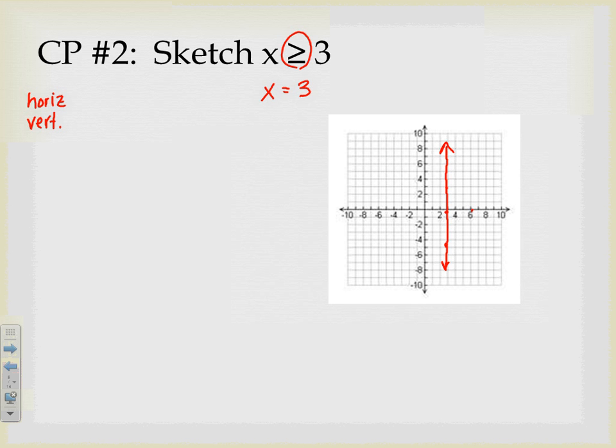And now I need to figure out where to shade my solutions. If x is greater than or equal to 3, my solutions are bigger than that, so they are going to shade to the right of the line.